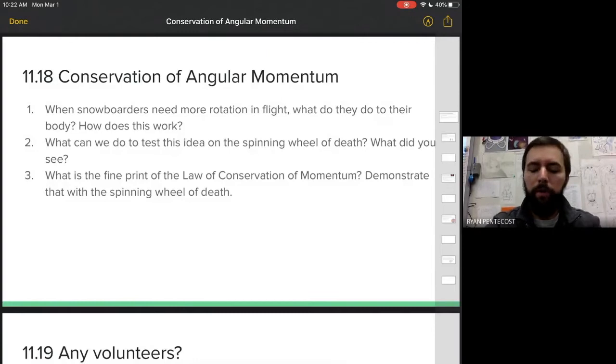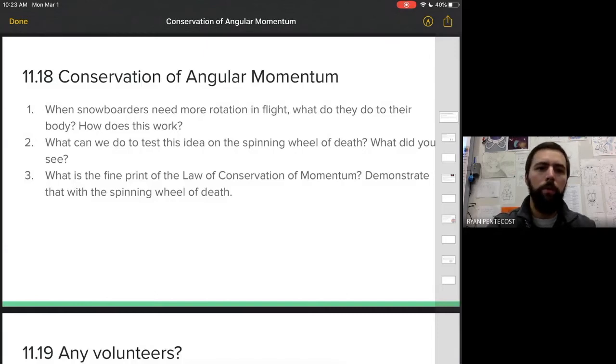If you've ever watched the X Games, you have seen a snowboarder go off a ramp and start spinning frantically, trying to get as many rotations in as possible before landing on the ground safely. So when they need to rotate faster or slower, they can actually control their rotation speed. And how do they do that?